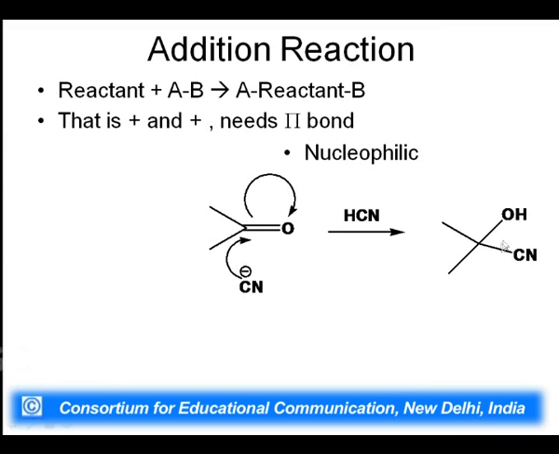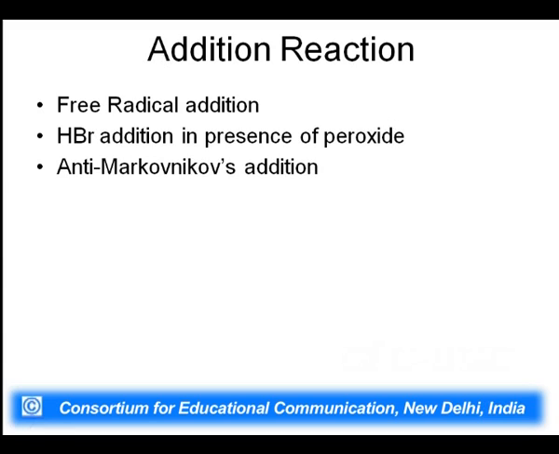The CN minus will add to this, and H plus, which is the remaining part of HCN, is added to the O minus which is formed. So again we have H plus added and CN minus added, but this is called a nucleophilic addition reaction because the rate determining step here is adding the nucleophile into the system. So this is about the addition reaction which may be nucleophilic or electrophilic.